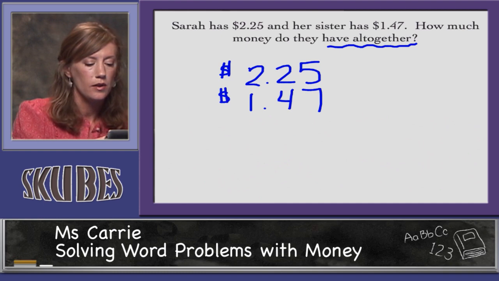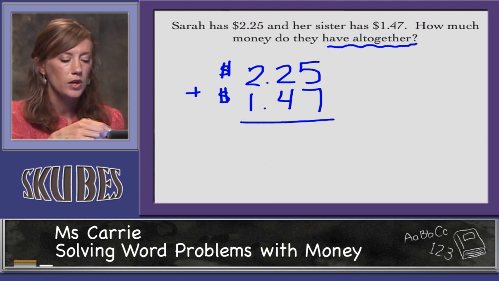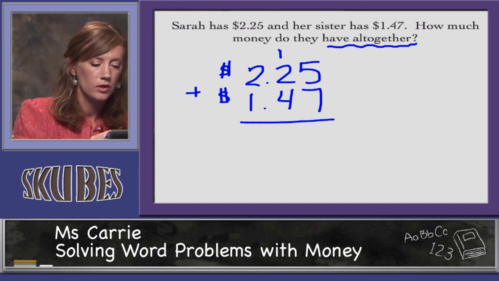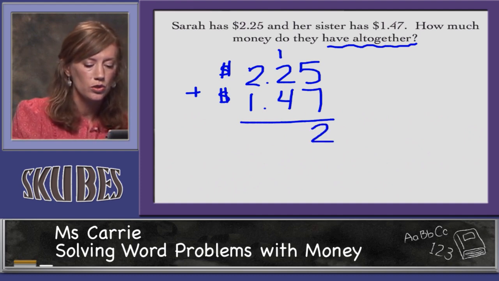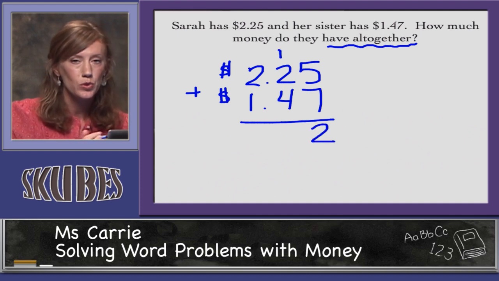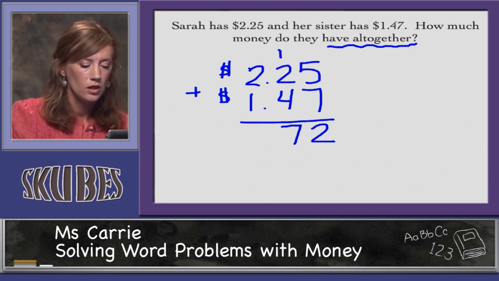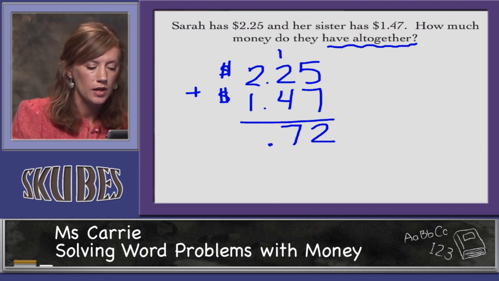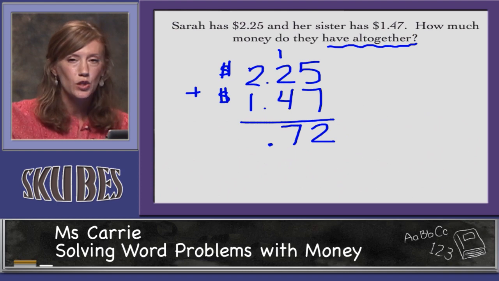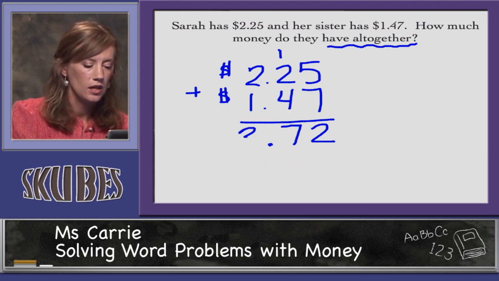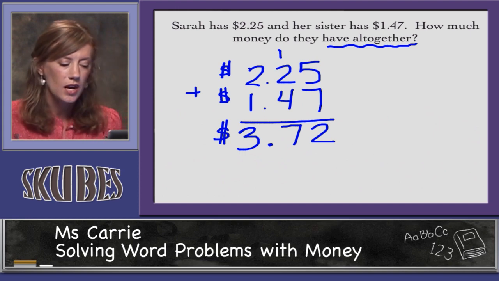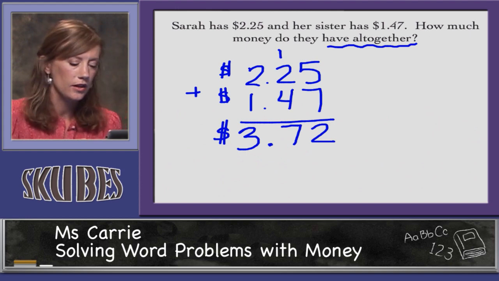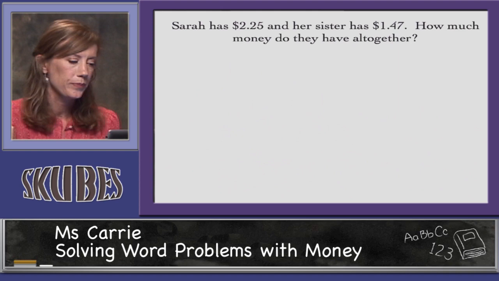So let's add these up. Start in our ones place. We know that 5 plus 7 is 12. Carry your 1. Put your 2 here. 4 plus 2 plus 1 is 7. I'm going to go ahead and bring that decimal down here and add 2 plus 1 is 3. And I'll put my dollar sign, and we know that they have $3.72 altogether. Let's look at another problem.